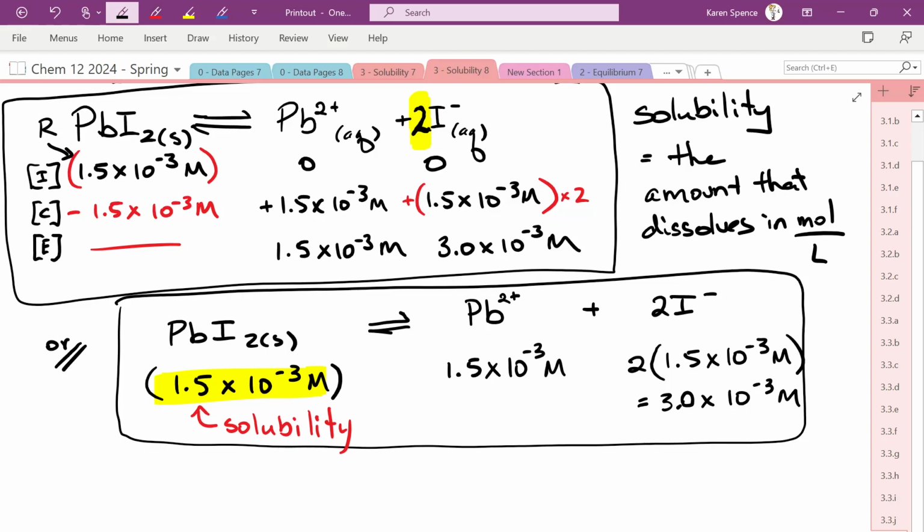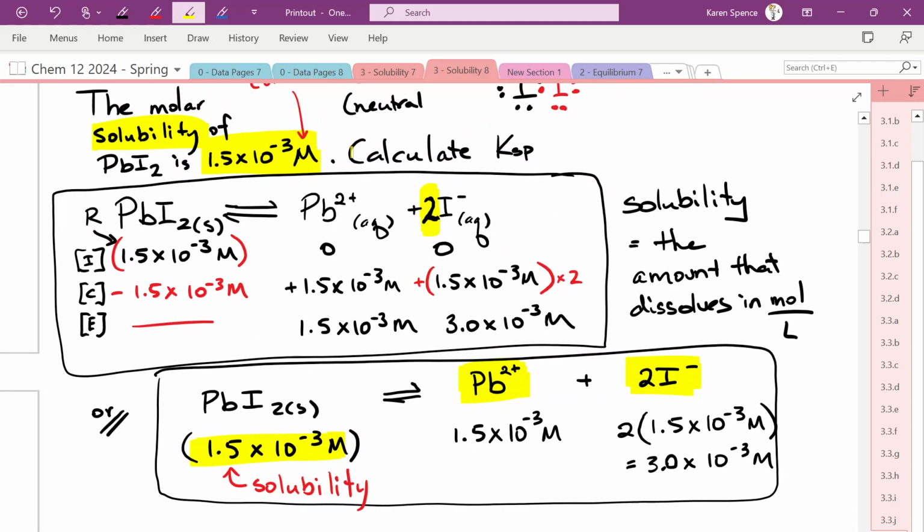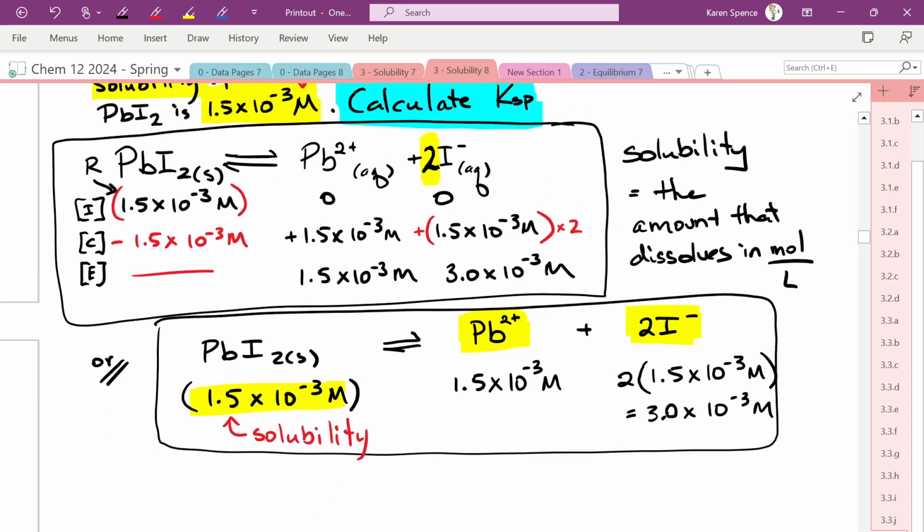Now, if we know the concentration of this ion and that ion, and remember, what were we asked to find? We were asked to calculate the Ksp. What might we do next? We might write the Ksp expression, yes? Because you can't calculate a Ksp unless you have a Ksp expression. Please write the Ksp expression for our reaction there.